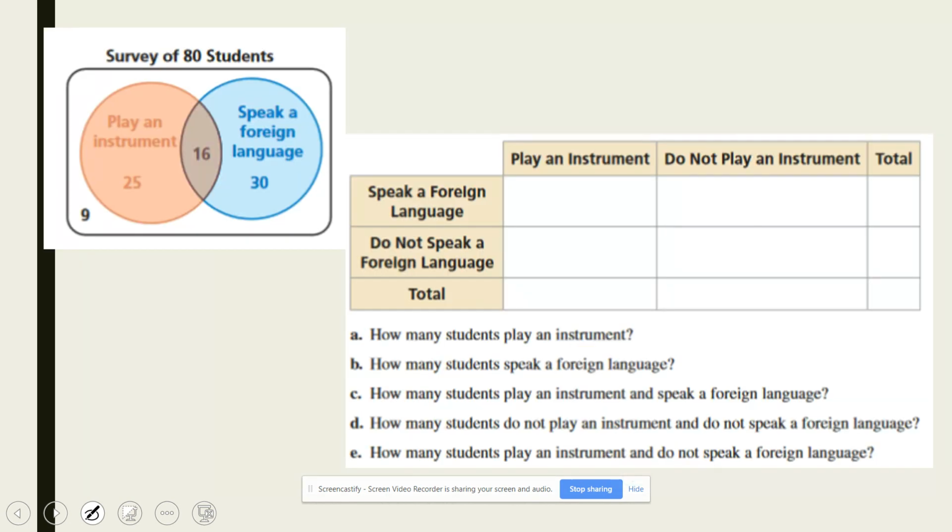So let's take a look at our Venn diagram. They surveyed 80 total students, so we know that our total has to be 80. Remember, this is a Venn diagram. So this Venn diagram is saying that 25 play an instrument, 30 speak a foreign language, and 16 do both.